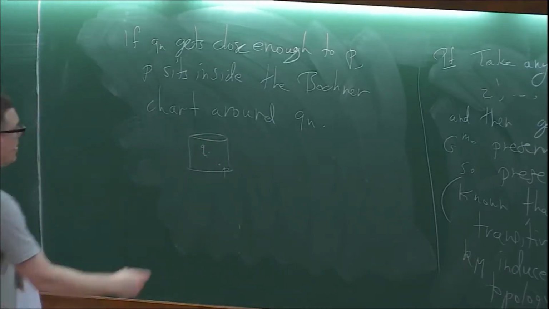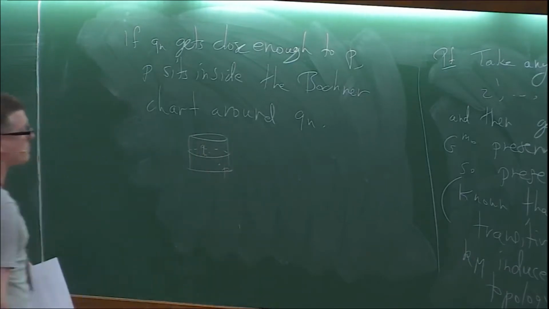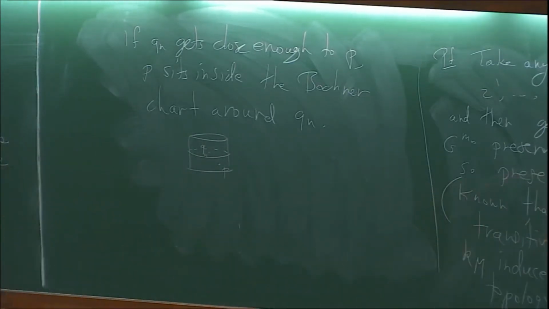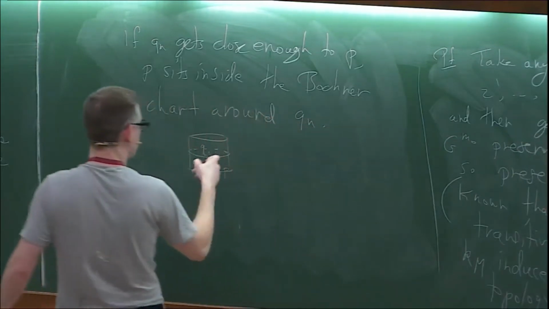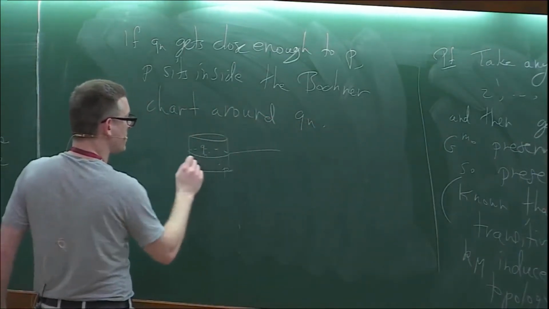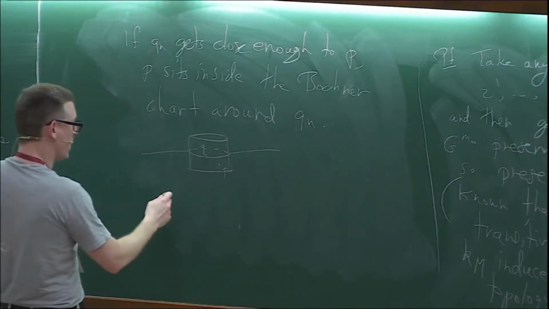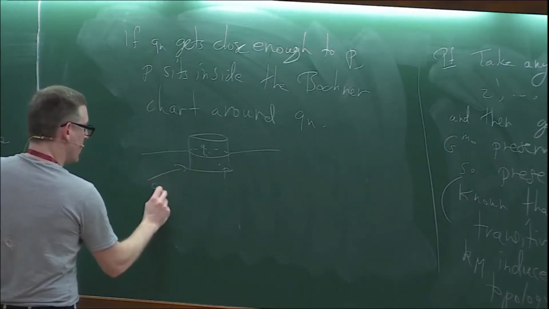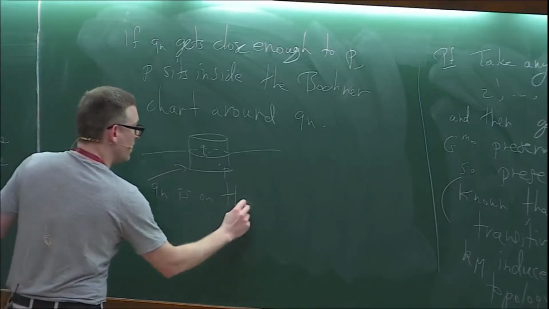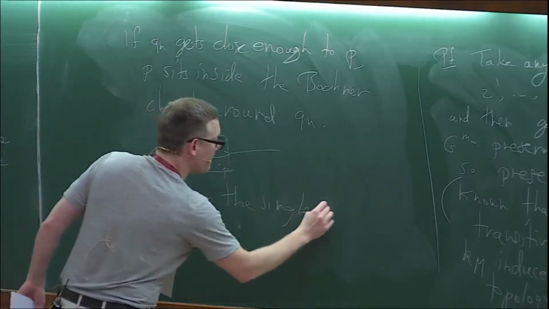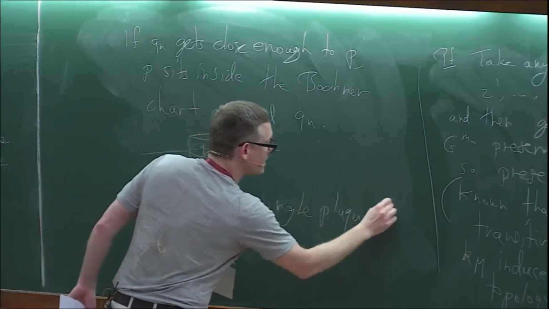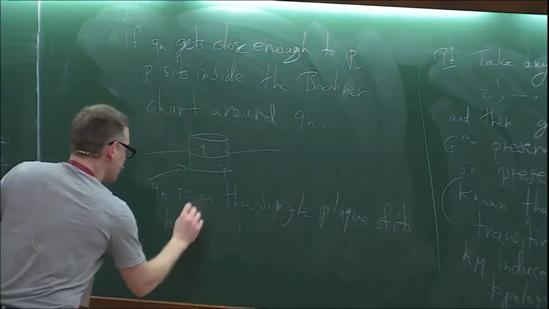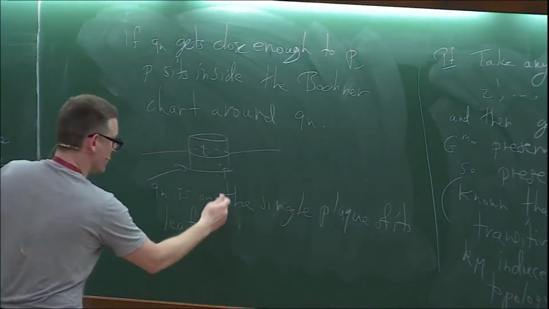Okay? And then by the previous part of this lemma, we've already said that we can arrange that our plaques are isolated. There's only one plaque in a chart, in a Bochner chart, for a given leaf. So this leaf, we take the chart around Qn, its leaf only intersects here. It doesn't go back in again, okay? So Qn is on the single plaque of its leaf.